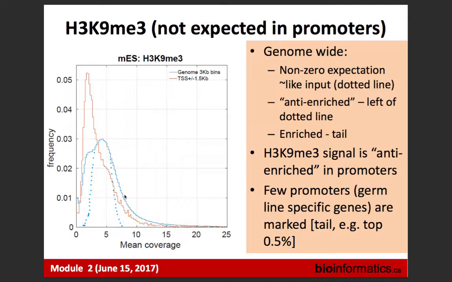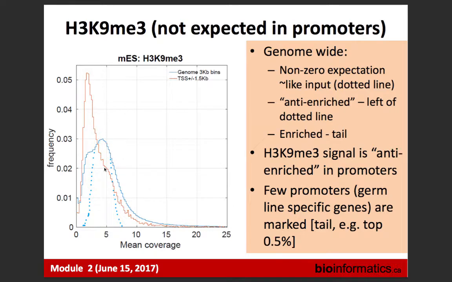So again, the blue curve is genome-wide, and the red curve is promoters. We can probably say that promoters, we're not interested. If you're only interested in promoters of the genes, this mark is not that important, because this mark is kind of anti-enriched. So our peak is below the genome-wide average. Are you with me? It's kind of almost obvious.